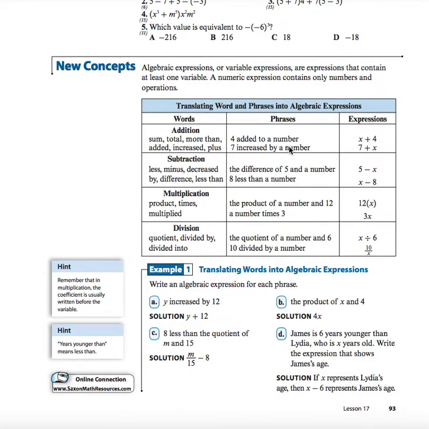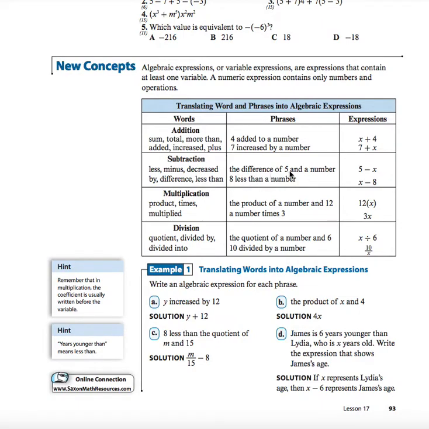4 added to a number. Anytime it says a number, it actually represents a variable. So 4 added to something is like x plus 4. 7 increased by a number. 7 increased by means plus, so you have 7 written down, increased by, plus, a number, the variable. So 7 increased by a number, or a number added to 4.